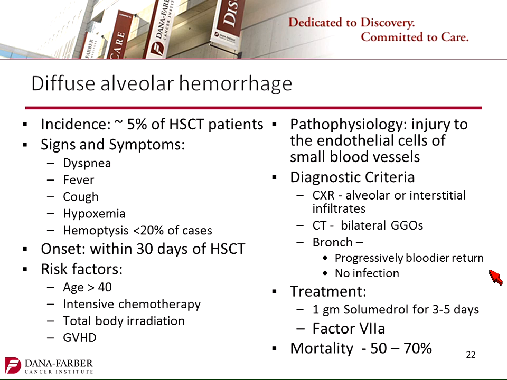On chest X-ray, it shows alveolar and interstitial infiltrates. CT is bilateral ground glass opacities. And the key is that in bronch and BAL, you actually have progressively bloodier return. The treatment, although debatable, is usually a gram of Solu-Medrol for 3 to 5 days, followed by a rapid taper. And there's some studies looking at factor VIIa. The mortality despite treatment is still quite high at 50 to 70%.